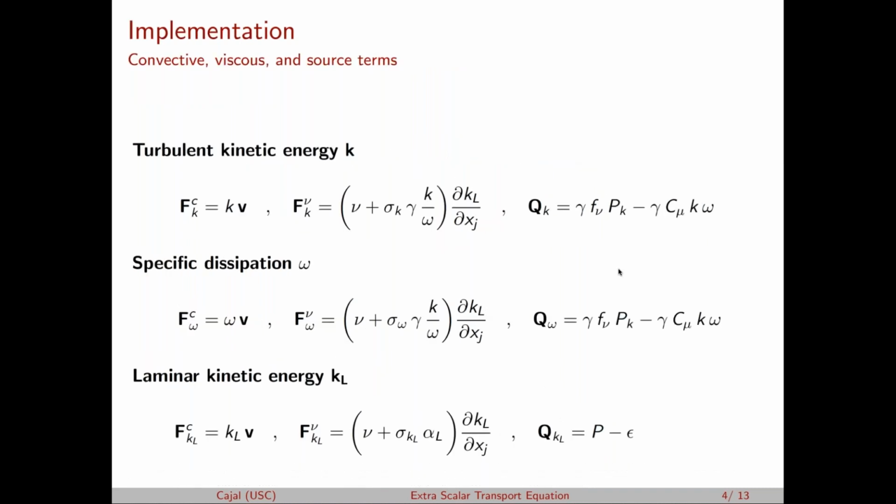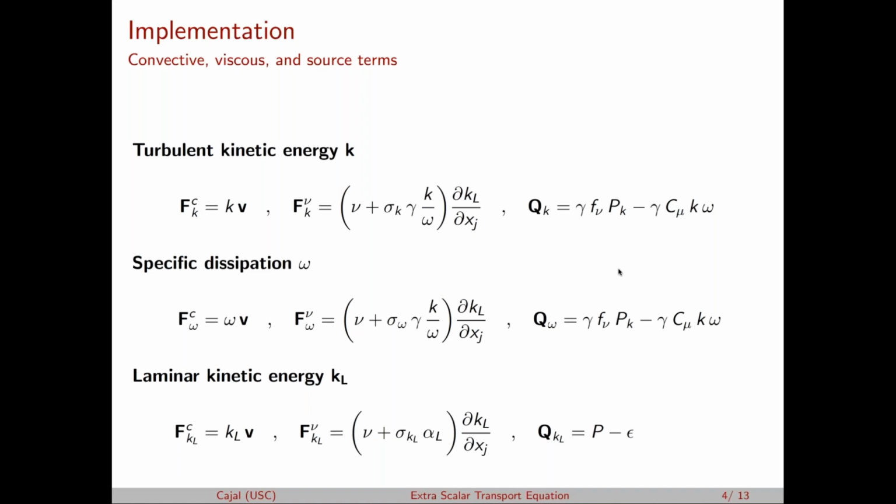So to begin with the model's implementation, next slide please. Following SU2's physical modeling procedure, we need to first define the convective and viscous fluxes, as well as the source terms for the equation. I'm doing that for the three equations that I showed: the turbulent kinetic energy k, the specific dissipation rate omega, and the laminar kinetic energy kl.